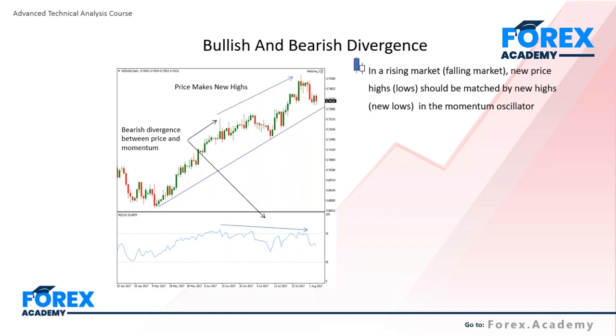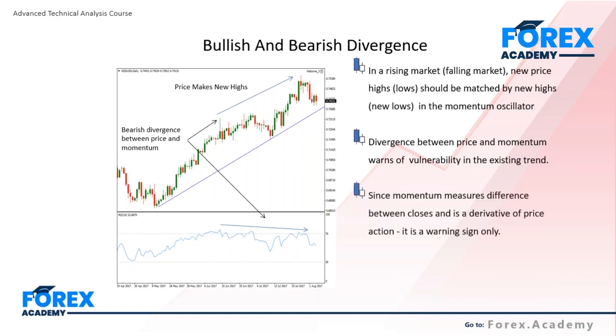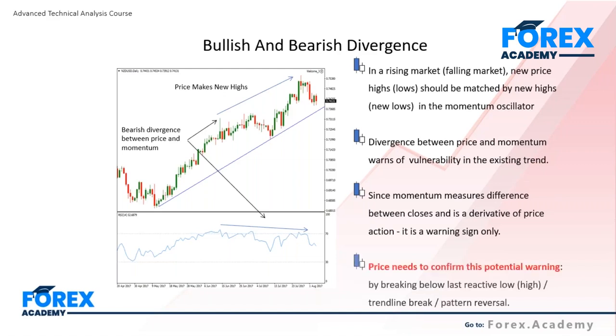It's important to note and remember that divergence between price and momentum warns of some degree of vulnerability that is building up in the existing trend. Since momentum measures the difference between closes and is a derivative of price action, we'll stress this point again, it simply is just a warning sign. Price needs to confirm this potential warning. In this example that we have in front of us, that warning sign begins to develop at roughly this point in price action. We see how prices continue to move higher.